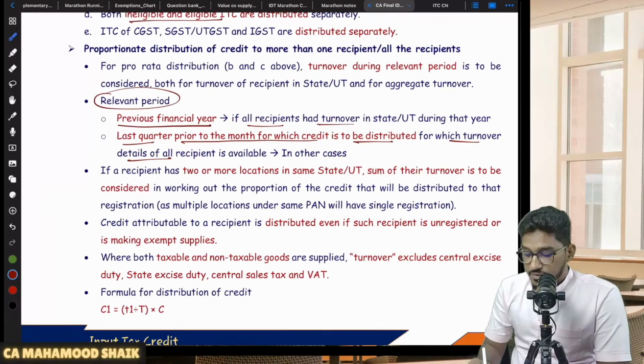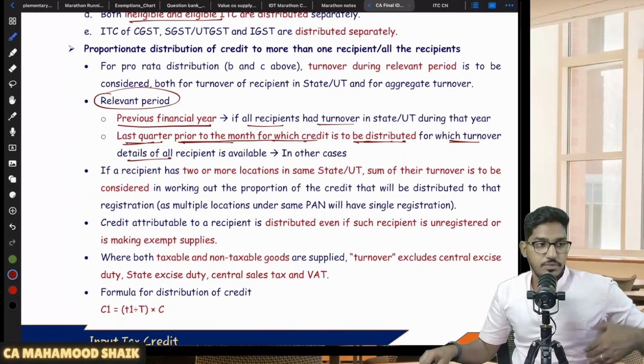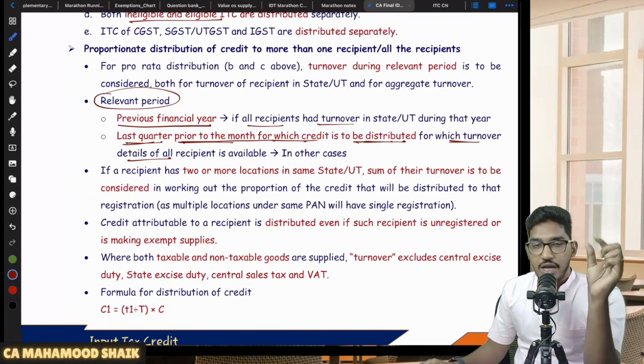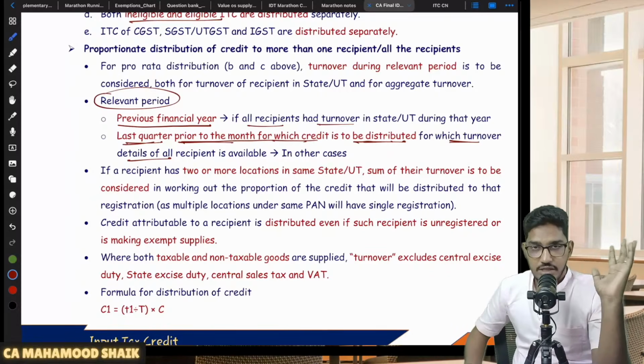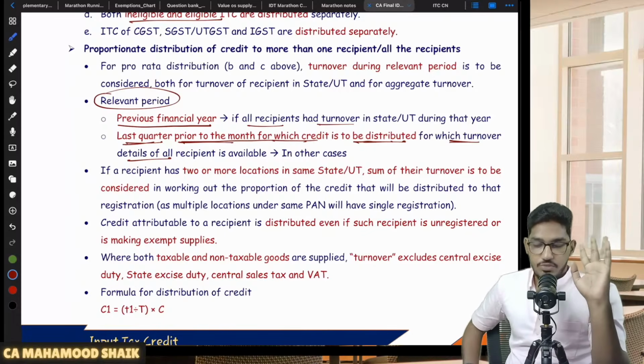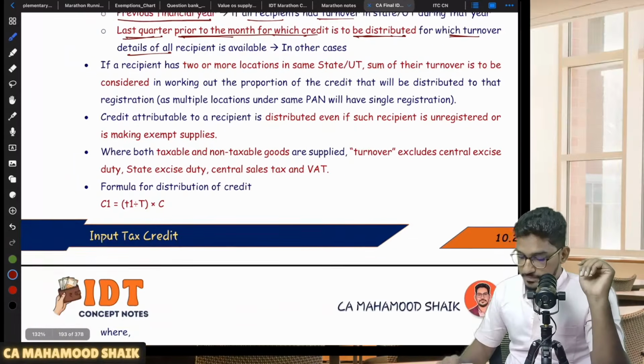So like that, they use the phrase here, last quarter prior to the month for which credit is to be distributed, for which a turnover of all recipients are available. Go to that quarter where you are having all the locations related turnover. So that quarter's turnover, you take it for the purpose of apportionment. Next.